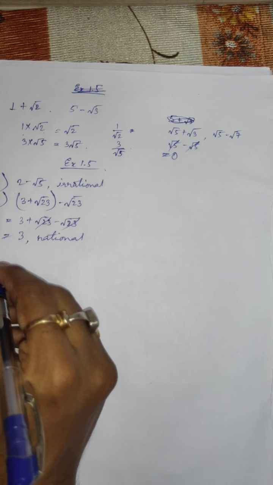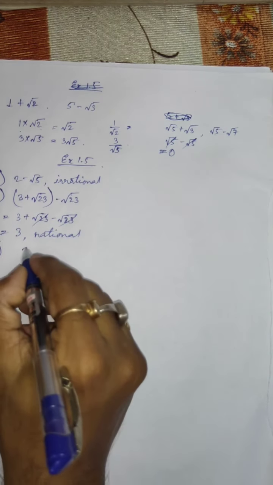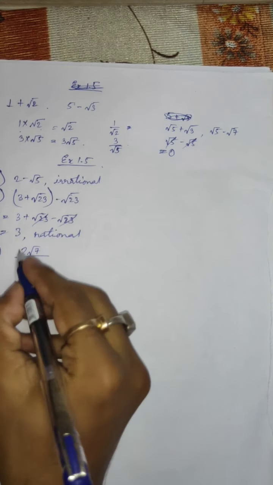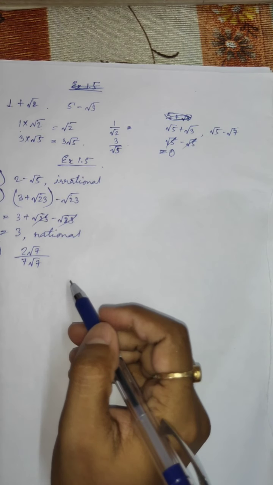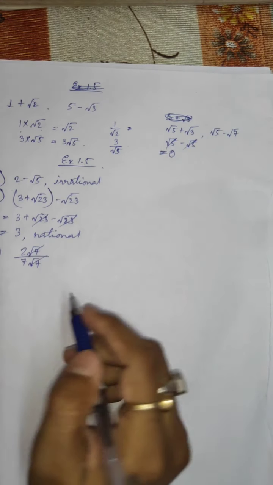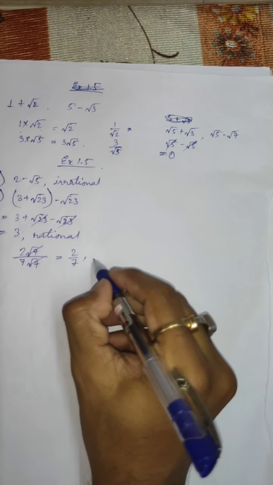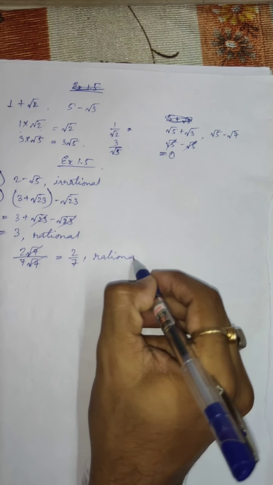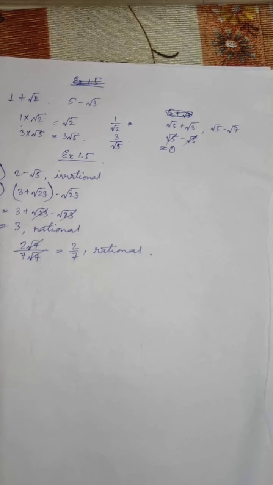Number 3, 2 root 7 divided by 7 root 7. Now this is the case of division. So root 7 we can divide, and the answer will be only 2 by 7. This is in the p by q form, so definitely rational. Now you can see number 4, 1 by root 2. So 1 by root 2 is again irrational. And number 5 is 2 pi. Pi is an irrational number. So if I multiply pi with 2, then the result will definitely be irrational.